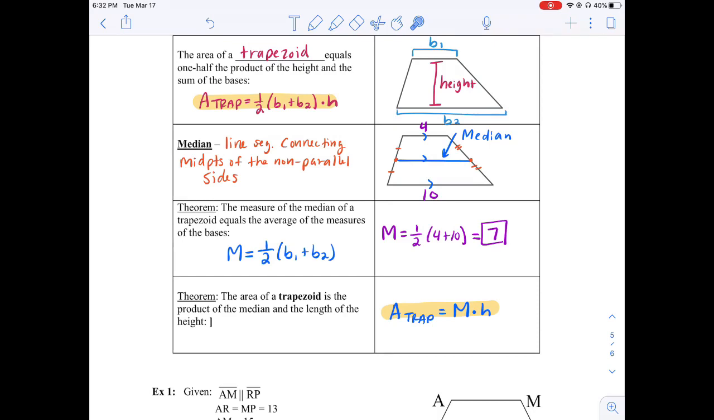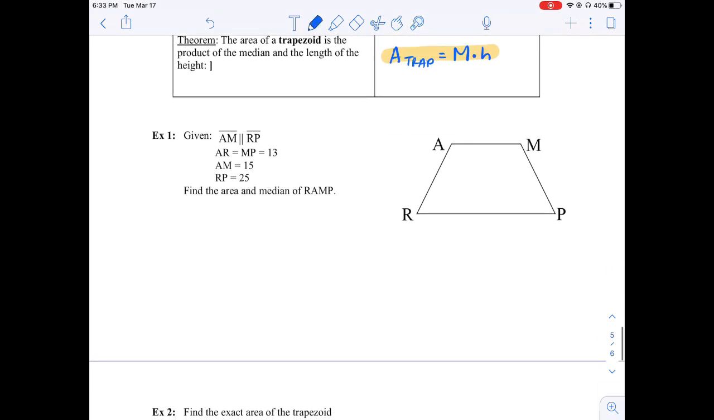So let's look at a couple of examples. This first one, what do we know? We know that AM is parallel to RP. Those are my bases. We know AR is congruent to MP, which makes this an isosceles trapezoid, and those are 13. We know AM is 15, and RP is 25. So as we go back to our area formula, the area is 1/2 (base 1 plus base 2) times the height. So far, we know base 1 and base 2. It's 15 and 25, but we don't know the height.